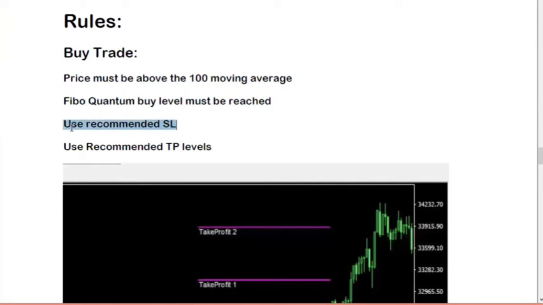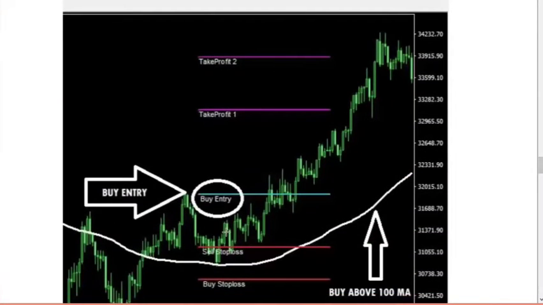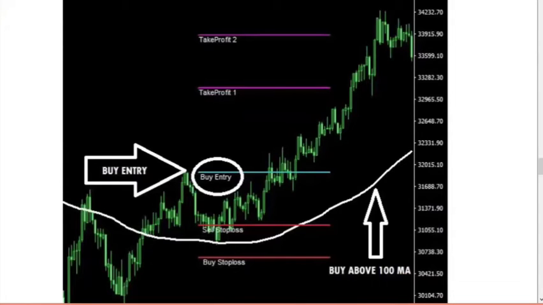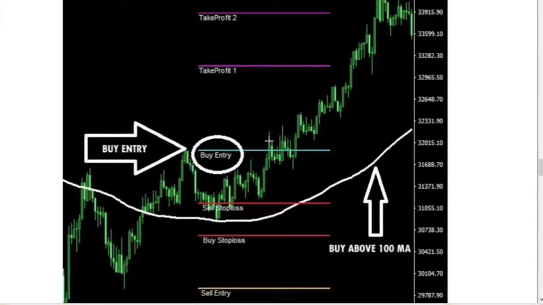Okay. And then the system is going to give you a stop loss. It's also going to give you a take profit. Okay. So let me just show you in picture form. All right. So this here is the price. As you can see, that's the price. And then it was above the 100-period moving average, as you can see there. And then the buy price was triggered. Okay. So that told you that you must buy.